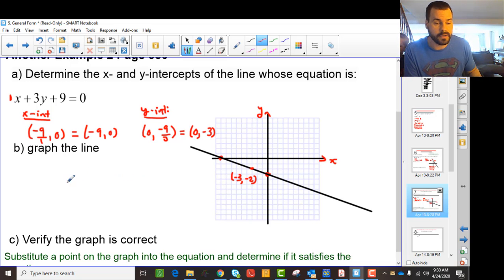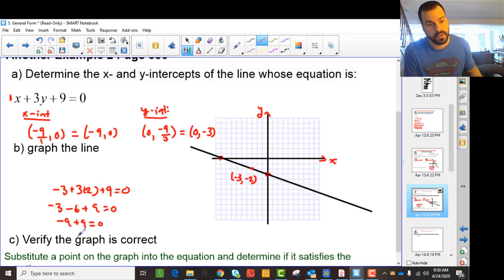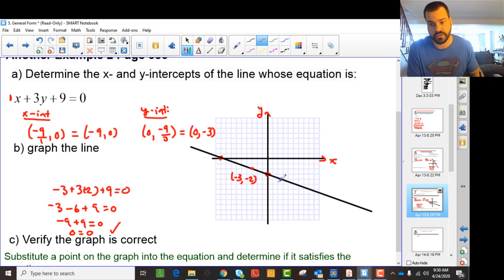And then we just plug that into the equation. So minus 3 plus 3 times minus 2, plus 9 is supposed to equal 0. So that means minus 3 minus 6 plus 9 is supposed to equal 0. So minus 9 plus 9 is equal to 0. 0 equals 0. We say, yes, that's true. So that means my line is correct. Okay.